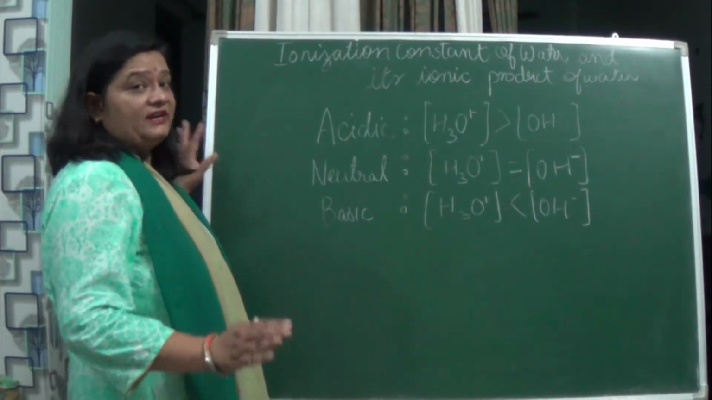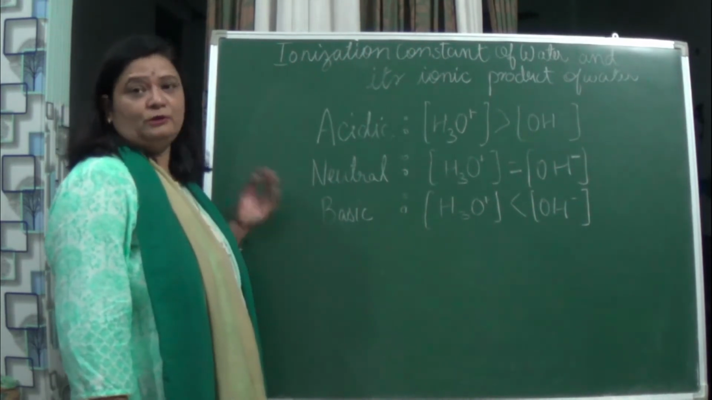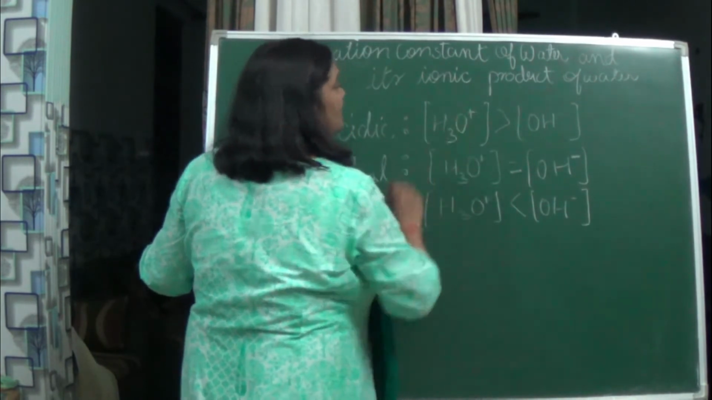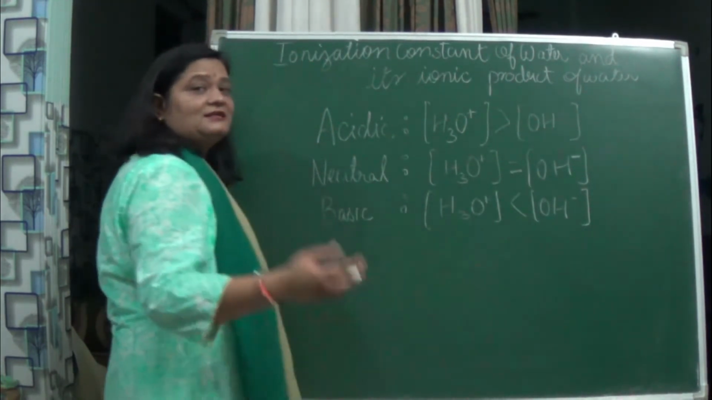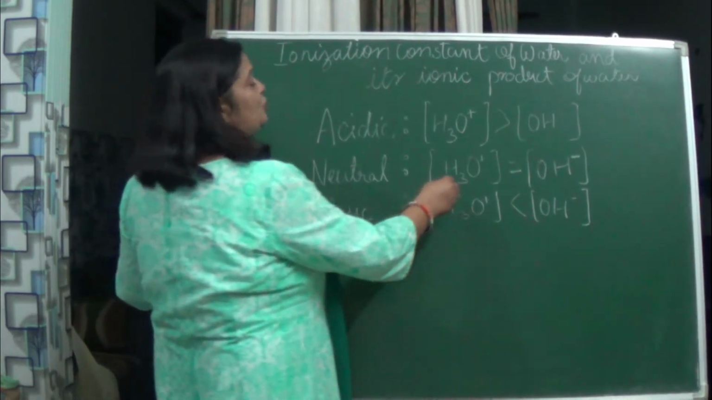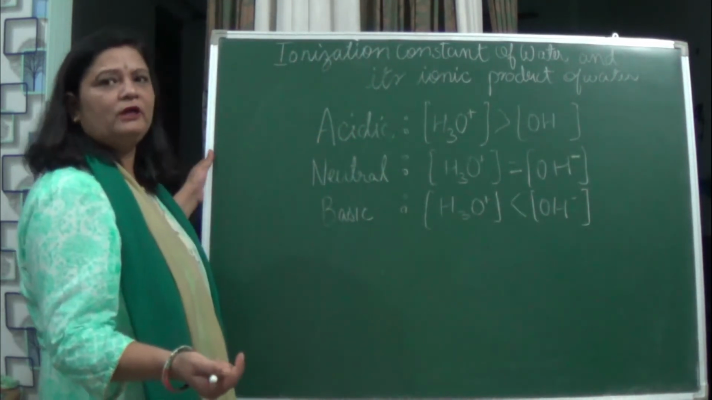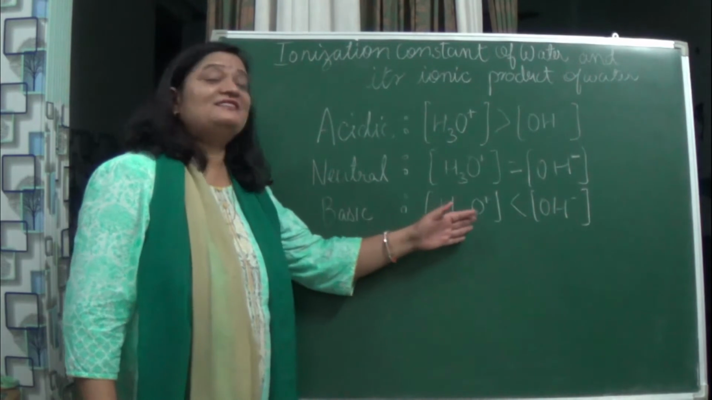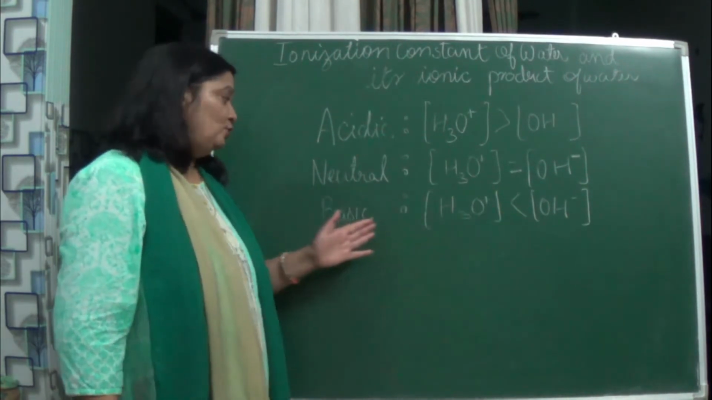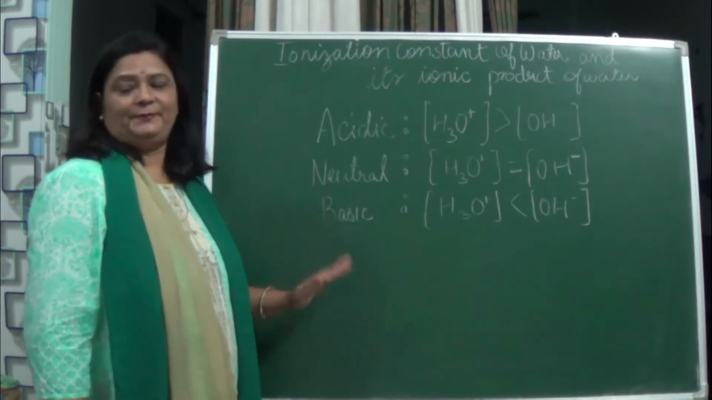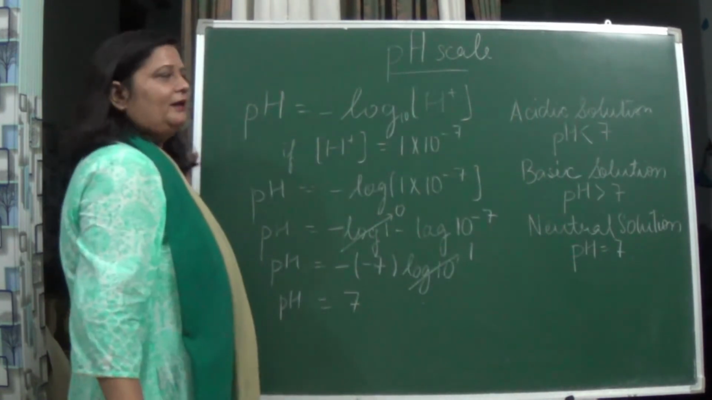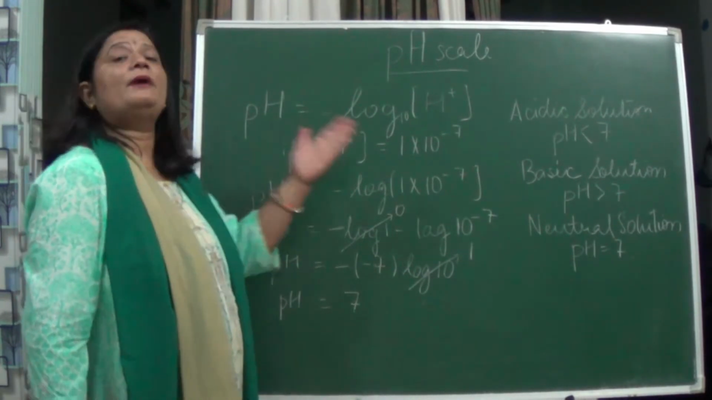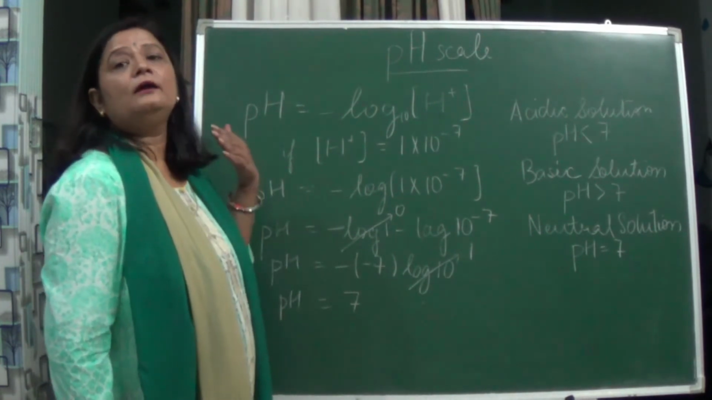So now we are in a state of identifying whether it is an acidic substance, a neutral substance or a basic substance, isn't it? If H3O plus ions are greater than the OH minus ions, naturally that substance will be what? Acidic in nature. If H3O plus ions are equal to the OH minus ions, what will it be? It will be a neutral substance. And if it is a basic substance, H3O plus ions will be less than the OH minus ions, and those substances will be basic in nature. So the pH scale, you all know what pH is, isn't it? The power of hydrogen ions. And this determines whether a substance is acidic, basic or neutral in nature.